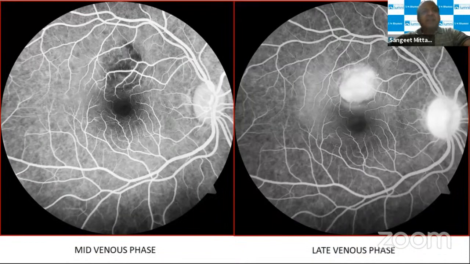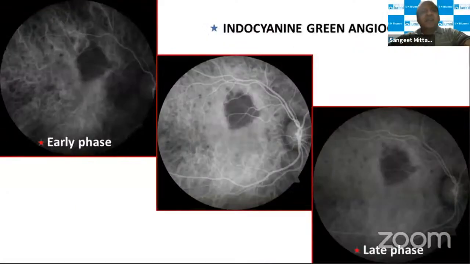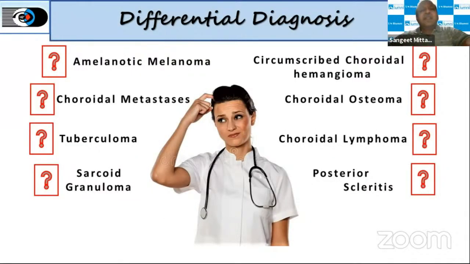So we did an FFA. This is a mid-venous phase. It shows a slight stippling hyperfluorescence, which increases in the later phases, in intensity as well as in size. And this was the ICG, which shows hypocyanosis all through the early, mid, and late phases. So we were confused, and there was a lot of differential diagnosis which we had to keep in mind, ranging from amelanotic melanoma, a circumscribed choroidal hemangioma, a choroidal metastasis, a choroidal osteoma, a granuloma, whether tubercular or sarcoid, a choroidal lymphoma, or a posterior scleritis.